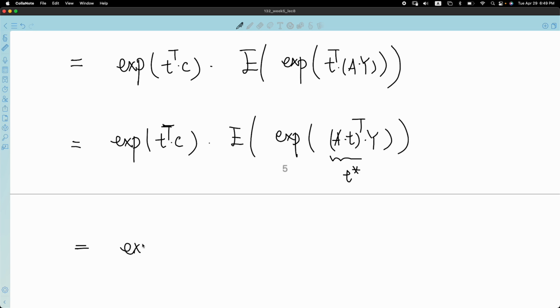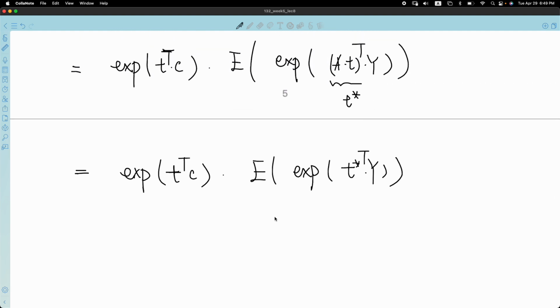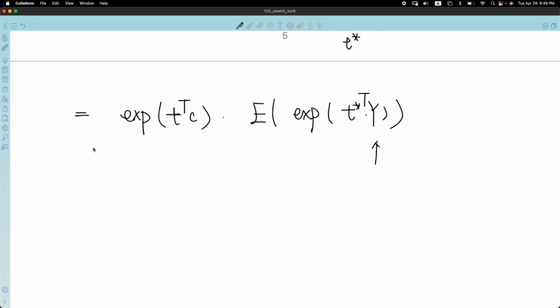You will have the exponential of t transpose c, and the expectation of the exponential of t star transpose Y. This is also the definition of the moment generating function, the second term here, which is the moment generating function for random variable Y. And we know the closed form of that moment generating function, so we can plug in the result that we derived earlier.